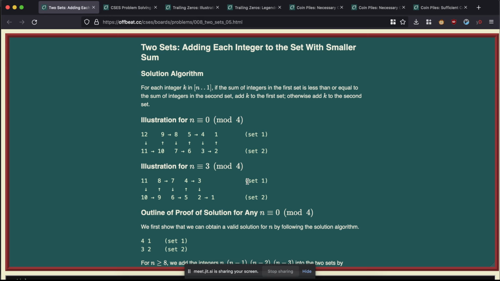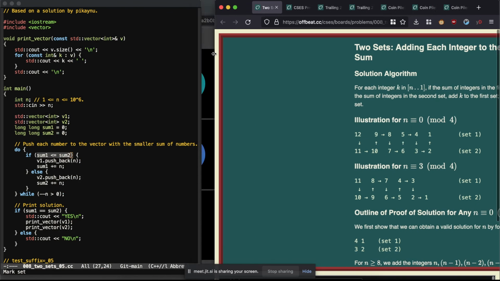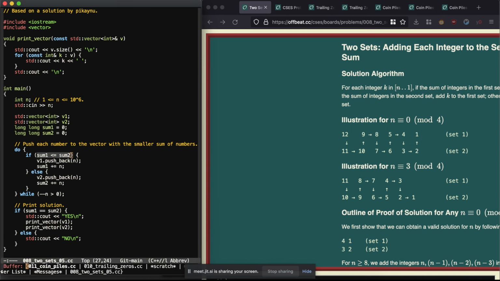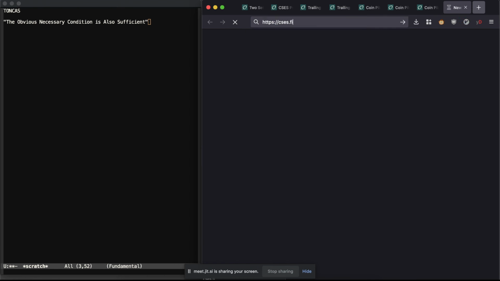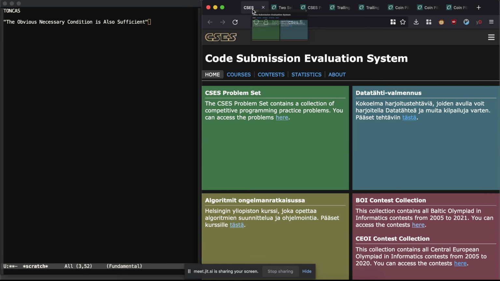For that, I need to visit the CSES website. Let me do that. And here, I'll just keep a scratch buffer open. Okay, yeah, I've got something written in the scratch buffer. We'll take a look at it if we get time today. So let me open the website now, cses.fi.